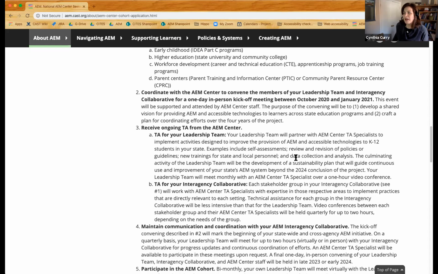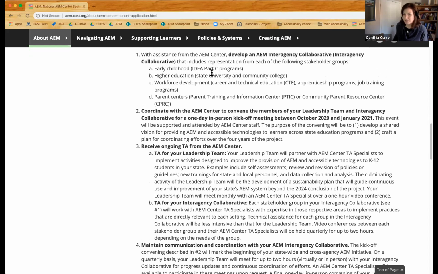Once you have your team in place, so this includes your state level leadership, your early childhood representatives, so we're talking IDEA Part C there, representation from higher education, so that could be state university, community college system, workforce development program representation, so this is voc rehab, career and technical education folks, and representation from parent centers. So this could be your parent training and information centers, could be your community parent resource centers, or within your state, whatever your context is, where these representatives might come from.